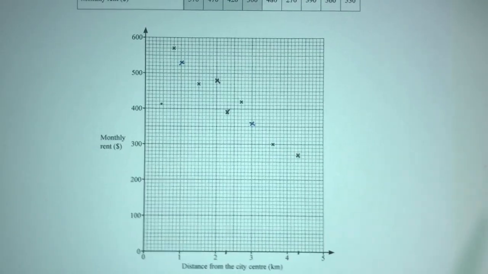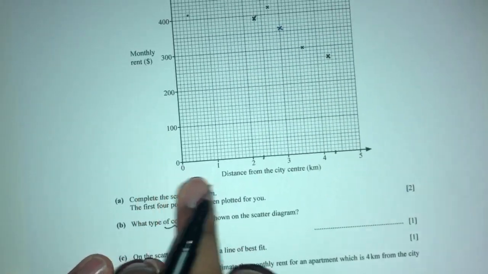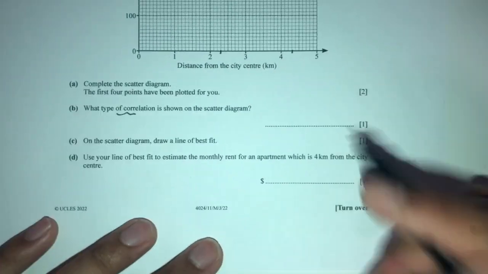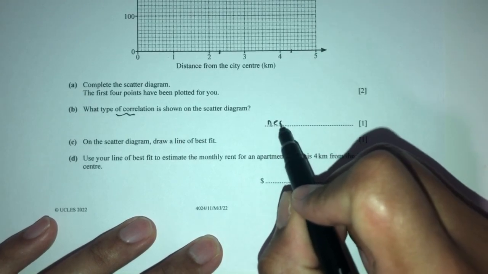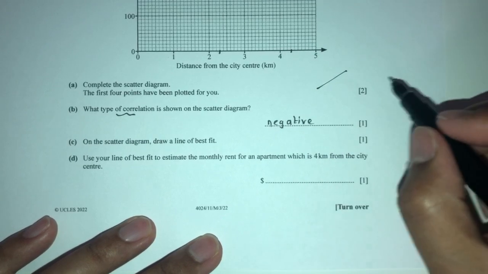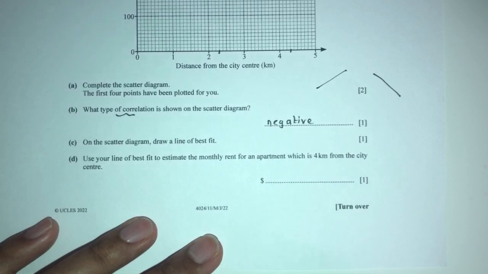So we have done this one, part B. What type of correlation do we have? So we can see, obviously, as this increases, the value is decreasing, right? So you can see it is a negative correlation. So for your level, you can only write negative or positive. Understand that when it's going up, it's positive. When it's going down, it's negative, right? That's basically what you need to know at your stage.